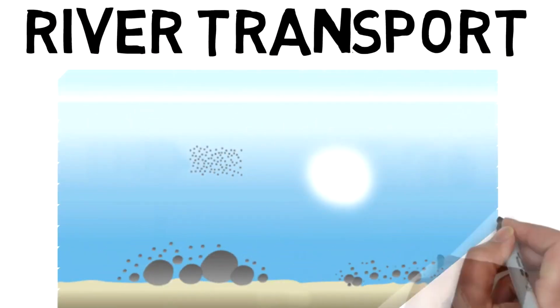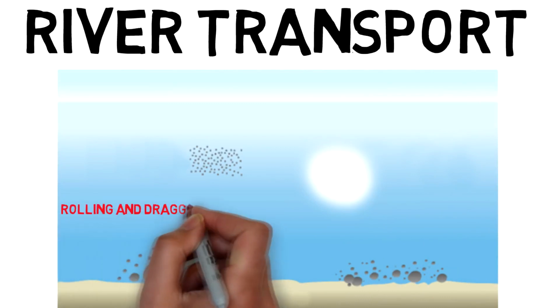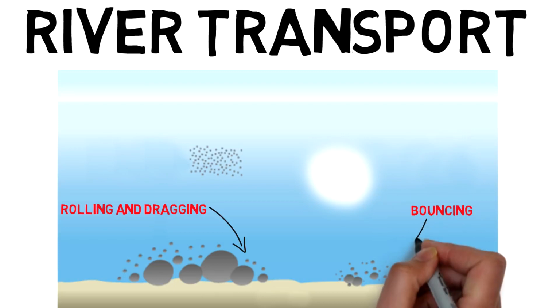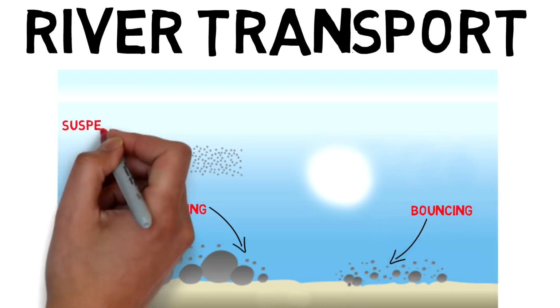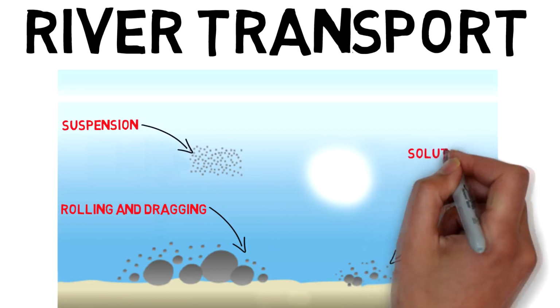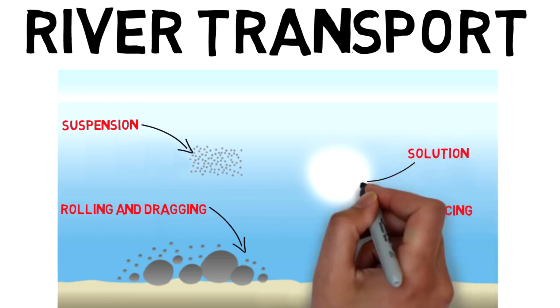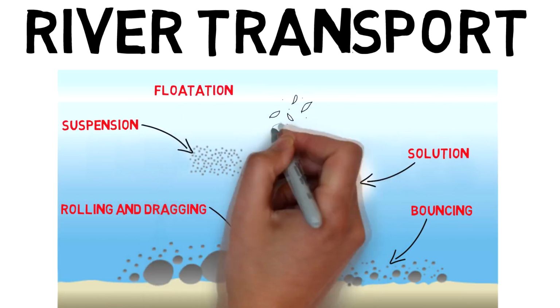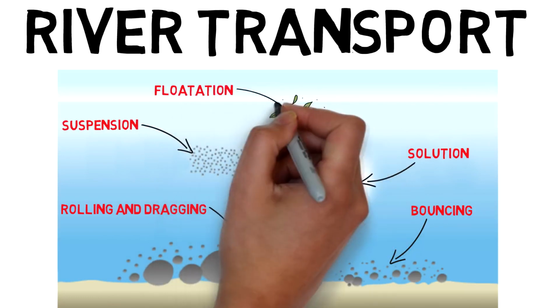There are a few different types of transports that you need to learn about. There's rolling and dragging, where the river moves heavy stones and rocks. Bouncing, which is similar to rolling and dragging, just with smaller stones and rocks. Then we have suspension, which is small stones and pebbles that are actually floating in the water. And then we have solution, which is tiny bits of stone that have dissolved into the water. And finally we have flotation. This is where leaves and sticks float along the top of the water. So that's all the modes of transport covered.